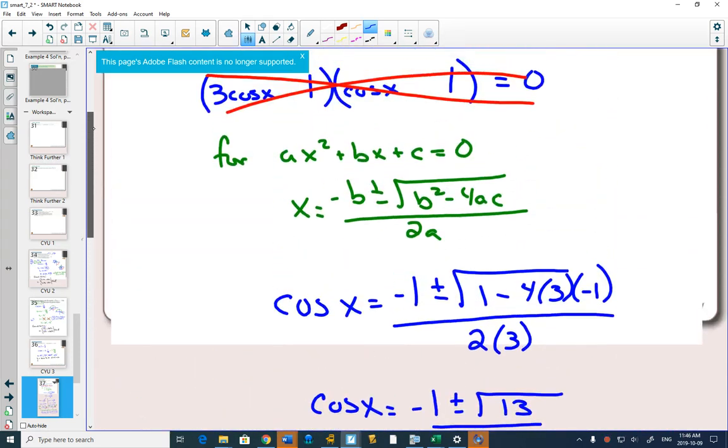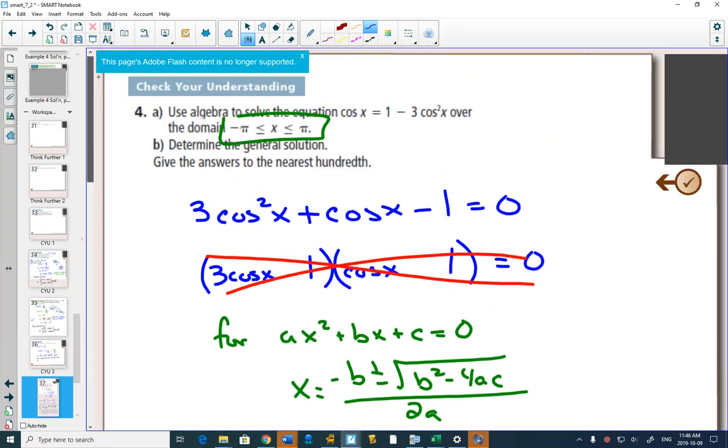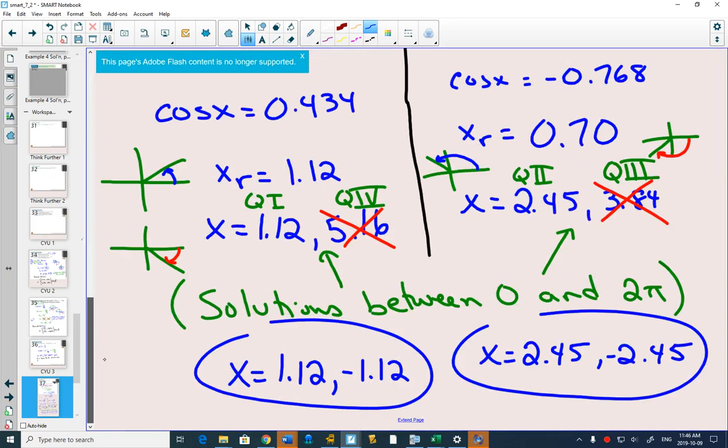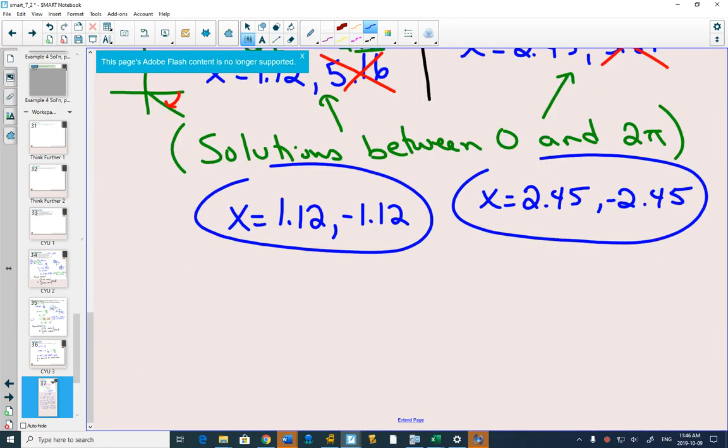Finally, does it ask us to do more math? Part B, determine the general solution. Right, more math, yay! Here we go. So our general solution.